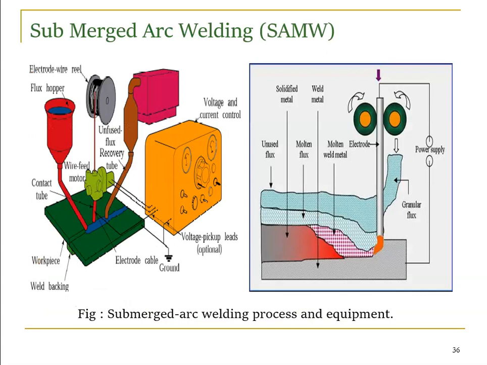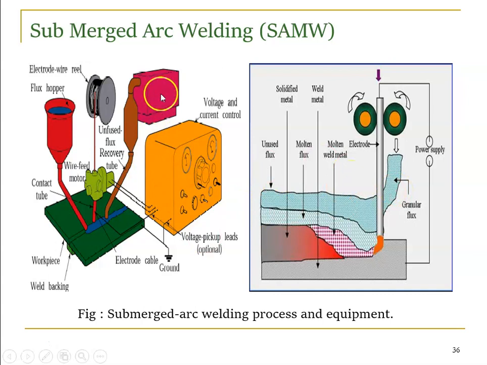So the next process is submerged arc welding. We generally say submarine. Submarine means the vehicle travels inside the water. Similarly, submerged arc welding means we have a flux, so the arc is generated inside the flux. We cannot view the arc. So this is what the image represents.